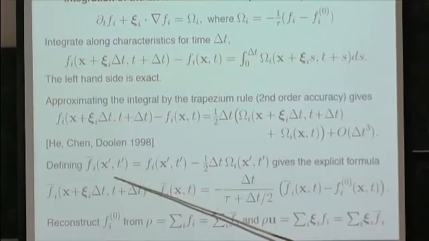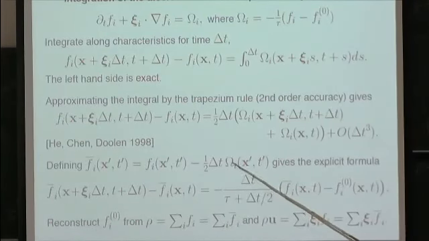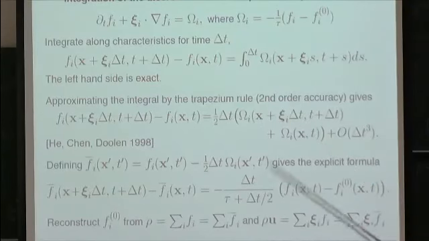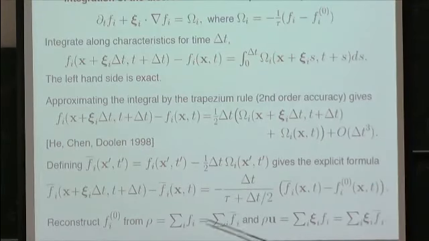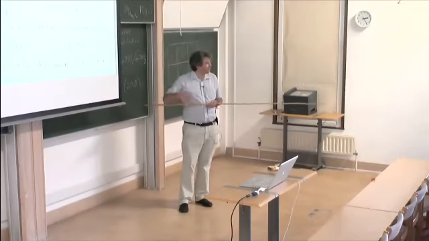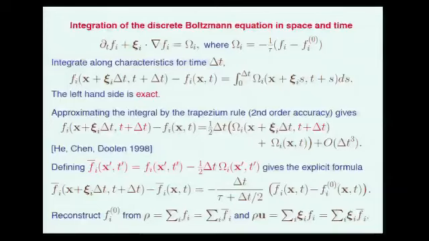You call it f bar, which is f plus half a time step worth of collisions, and then this exactly rearranges into an explicit formula for f bar at the new time step. So this is an exact rearrangement of this, but it's in the form of a fully explicit scheme which looks a bit like forward Euler, except where I started off with 1 over tau, I get 1 over tau plus delta t over 2. It comes from this change of variables.